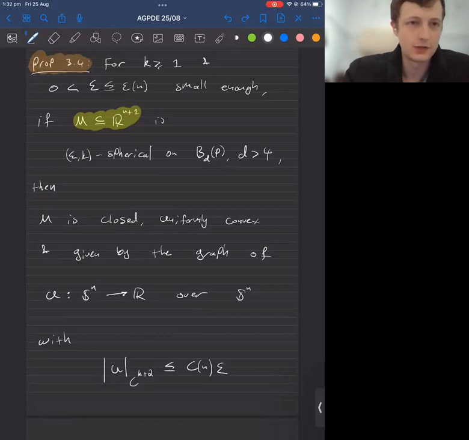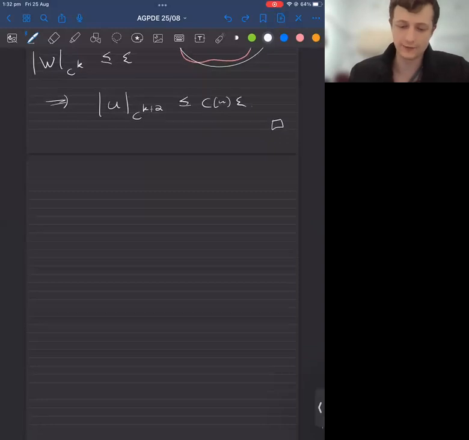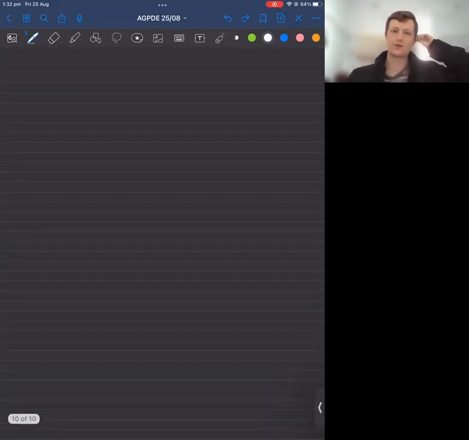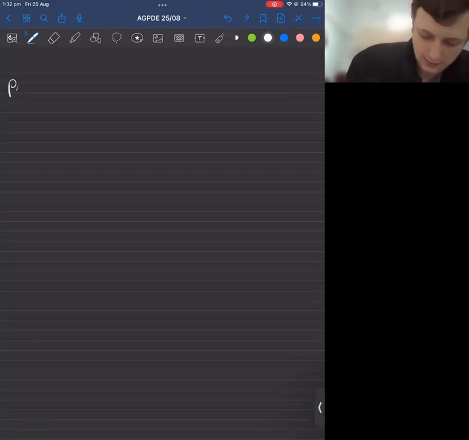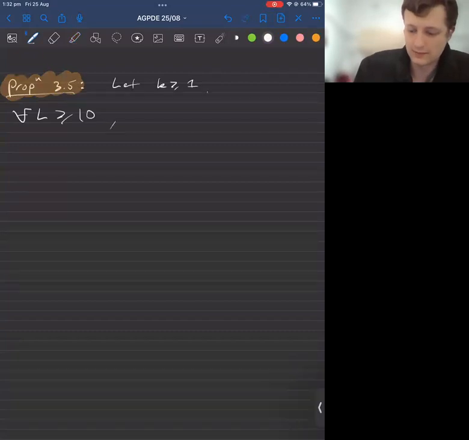So this is where we're going to use it to prove the next theorem, which I think is kind of the crux for doing surgery in a way. This is where we're going to identify a topological neck from a curvature neck. So this is 3.5 in the paper. So let's just take k bigger than or equal to 1 again. So let's take L bigger than 10. And then there exists some epsilon depending on L and some constant.